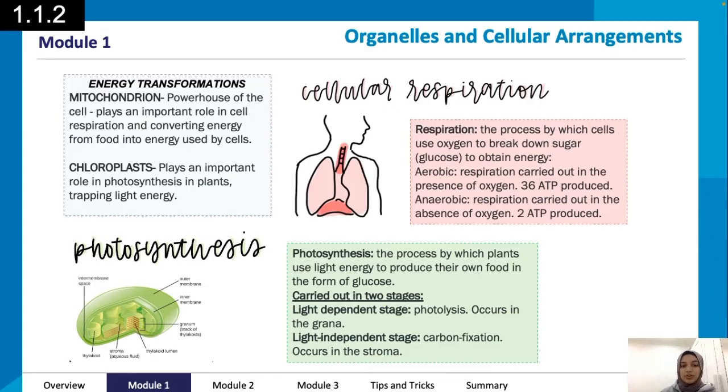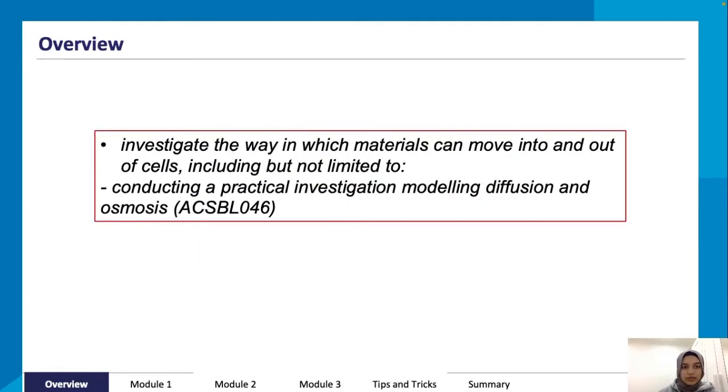respiration and photosynthesis. So, next we're going to investigate the way in which materials can move into and out of cells, including but not limited to conducting a practical investigation, modeling diffusion and osmosis. Again, think back to how to read the syllabus. You need to be able to identify what's involved, be able to identify the terms.